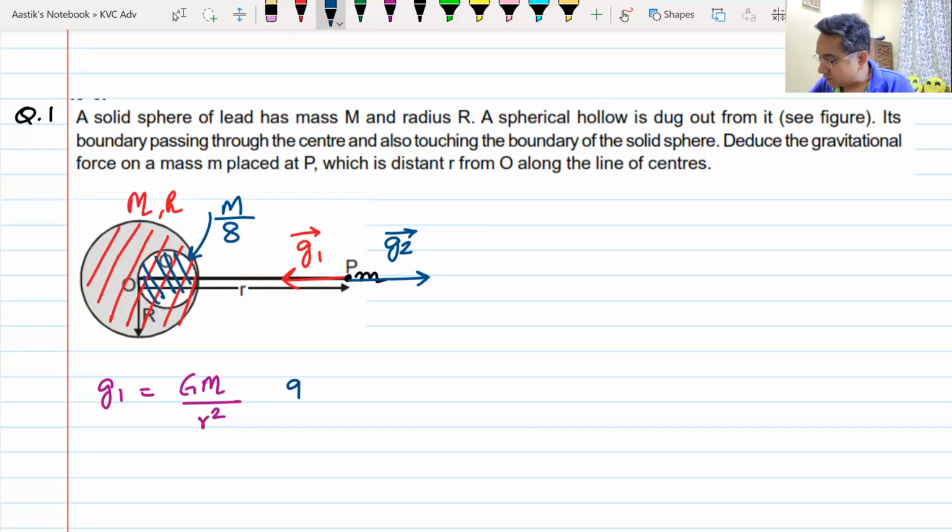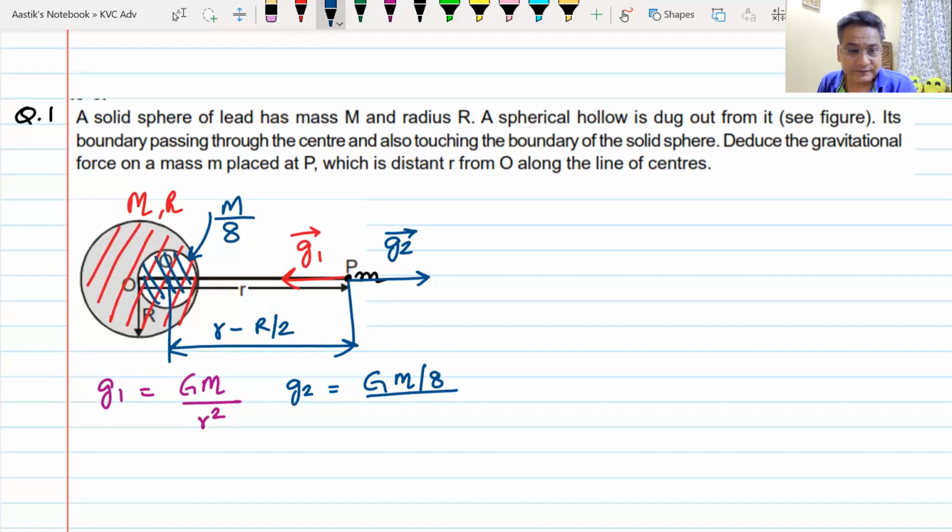So what is the value of this G2? G into m by 8 is the mass, divided by the distance from the center of this. How much is the distance from the center of this? It is r minus r by 2. So that is the value of this field. Since r is not given in terms of capital R, the answer looks a bit different.